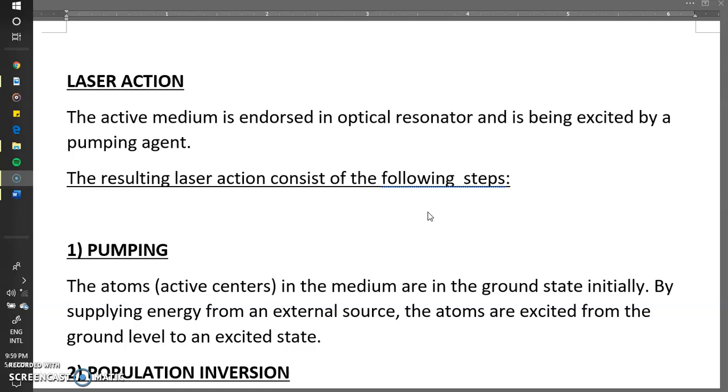Let us see the first one, the pumping. The active atoms, that is certain atoms which are called active centers in the medium, are initially in the ground state. But after supplying energy from the external source, that is the pump, the atoms are excited from the ground level to the excited state.